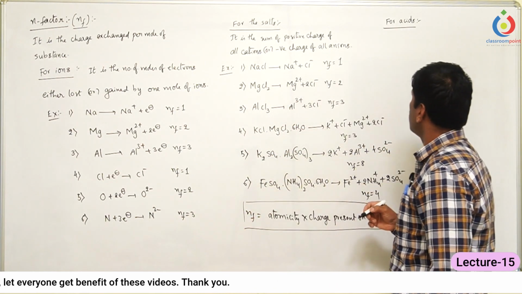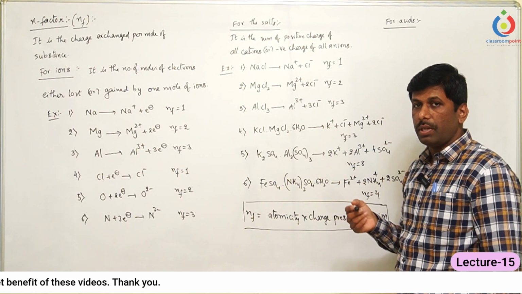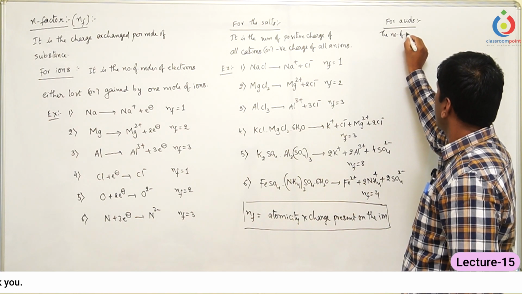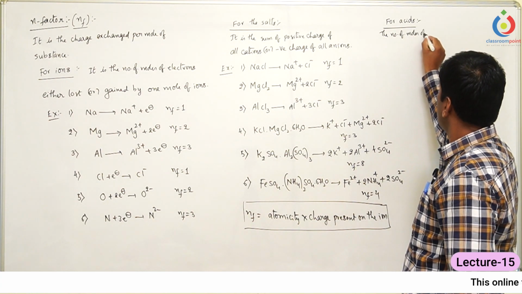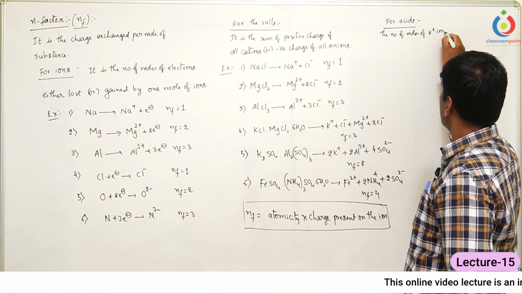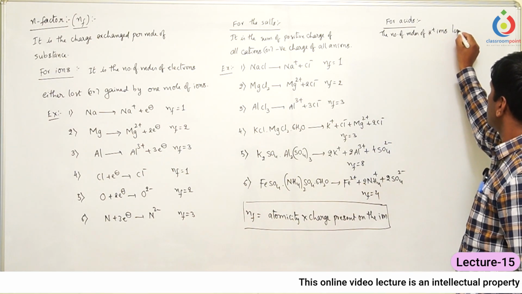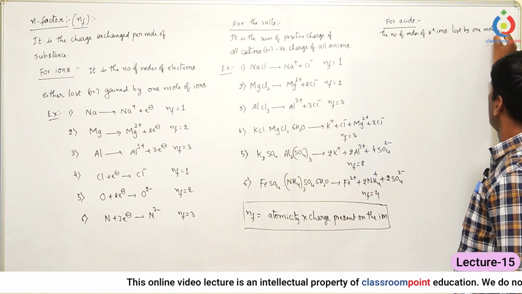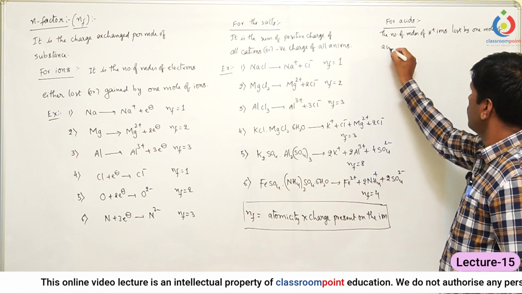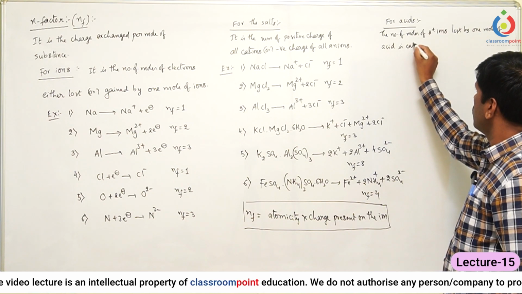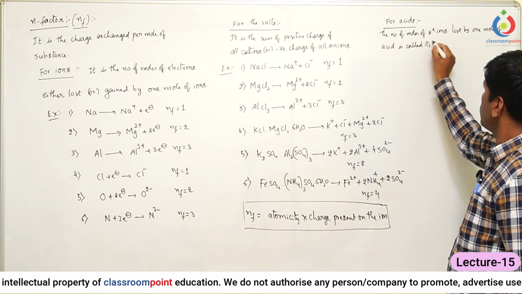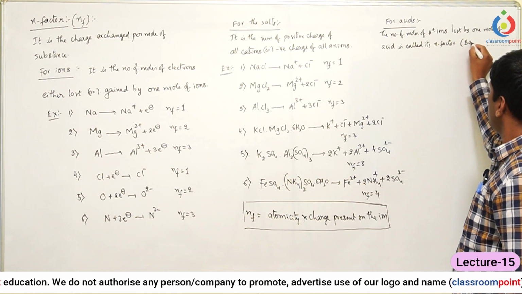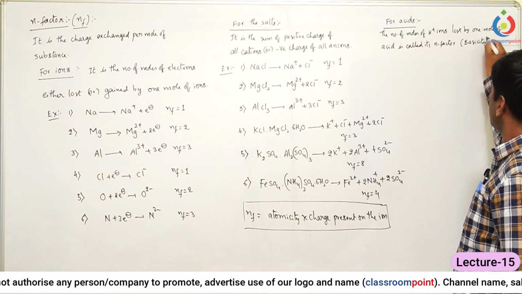So here acids lose H plus ions. So the number of moles of H plus ions lost by 1 mole of acid is called its N factor, or it is also known as the basicity of the acid.